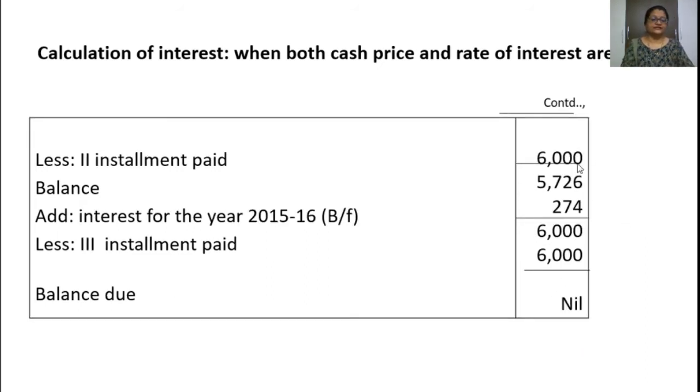Then pay the second installment. After payment of this, you will get 5,726. See here, note, for the last year, you are not going to do the interest calculation. You just see the difference. So the amount payable installment was 6,000 and the cash price outstanding was 5,726. So installment minus outstanding cash price, the difference is 274, which is your interest. Once 6,000 is paid, the balance becomes nil.